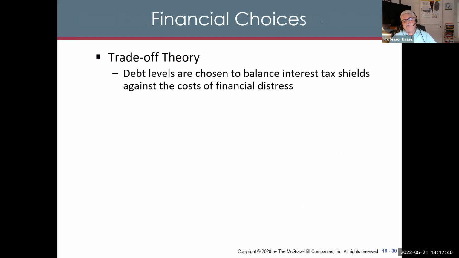So what are the financial choices that a company has when they decide to borrow money and not be all equity financed? Well, one is what we've discussed, the trade-off theory, where debt levels are managed so you can get the tax break. So you're borrowing money to get tax shields and tax deductions or income tax reductions for your company. So it's called a trade-off theory. Yes, I'm going to borrow money, but I'm also going to get a tax break.